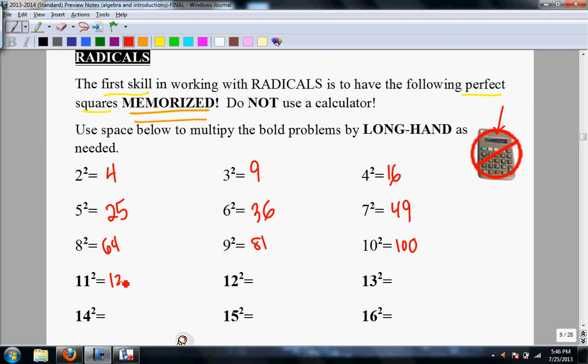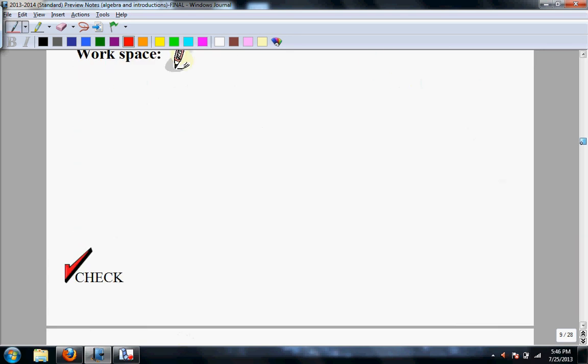11 times 11 is 121. 12 times 12 is 144. 13 times 13 is 169. 14 times 14 is 196. 15 times 15 is 225. 16 times 16 is 256. Rehearse these because you're going to need these to help break down problems in the future.